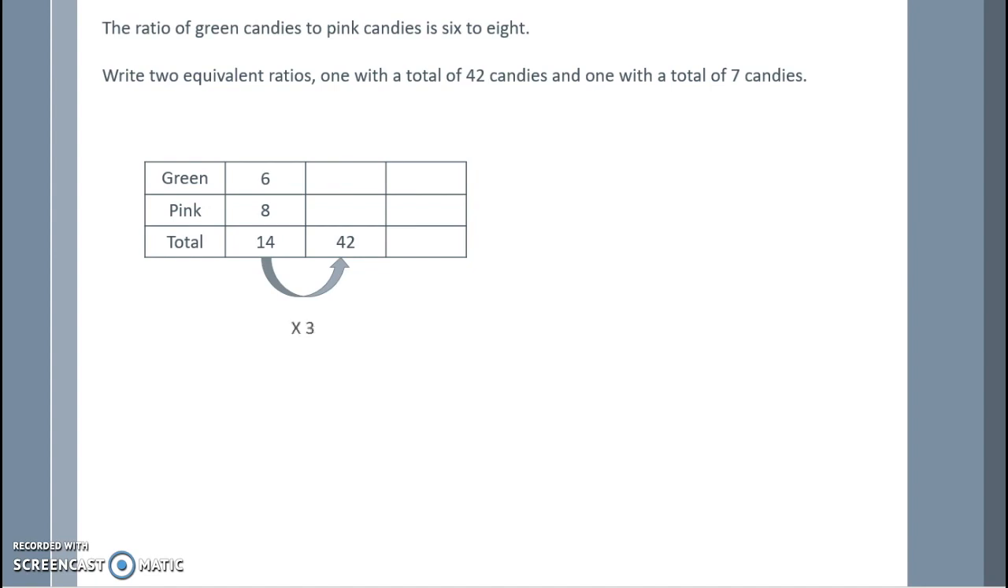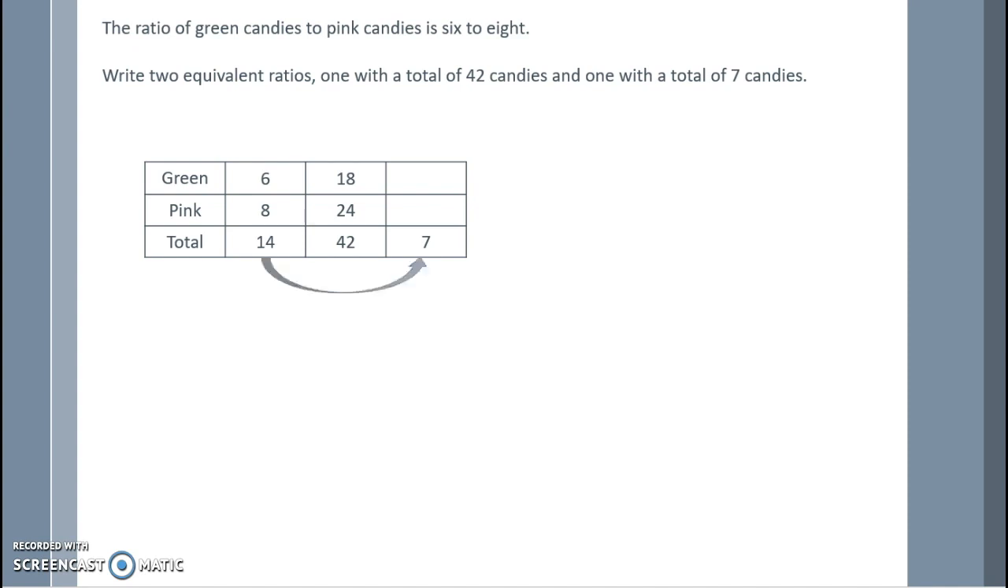Well, that would be 3. So then we can take each other number and multiply by 3 as well, so that we get an equivalent ratio. 6 times 3 is 18, and 8 times 3 is 24. We have created one equivalent ratio. We also want to know what we could multiply by to get to 7.